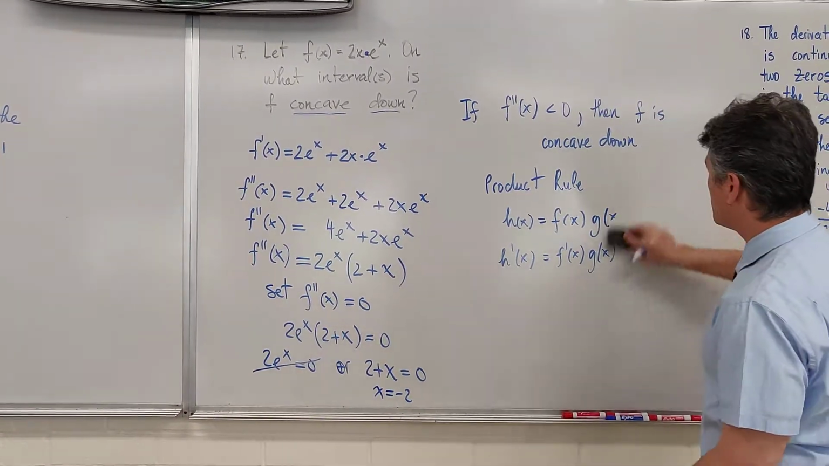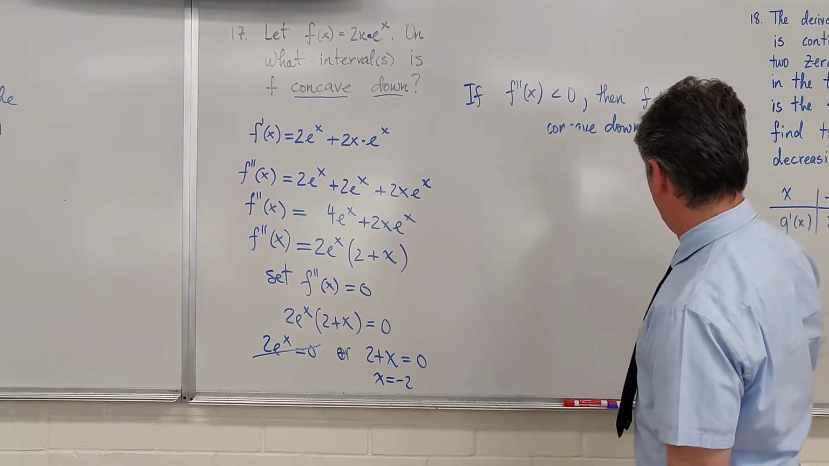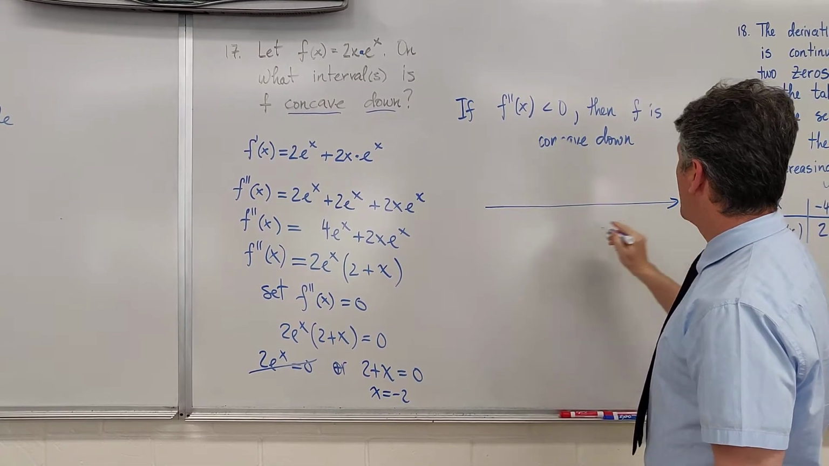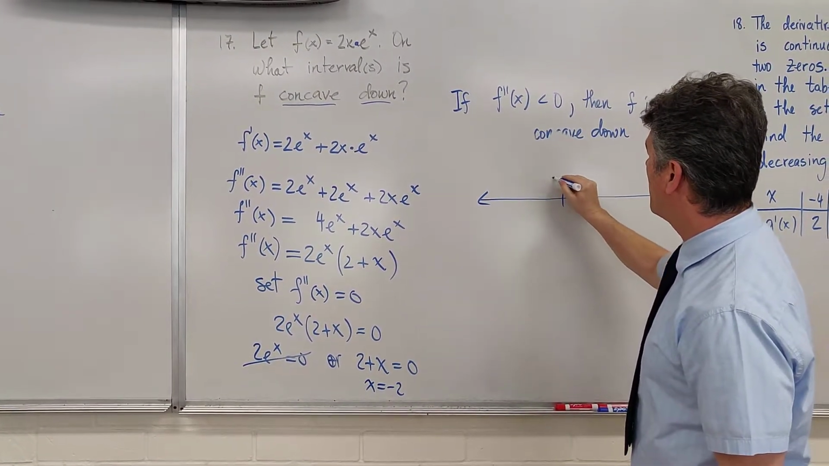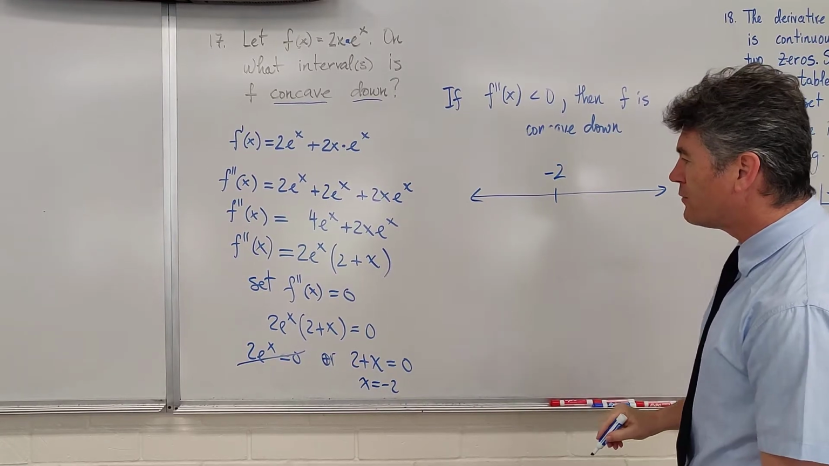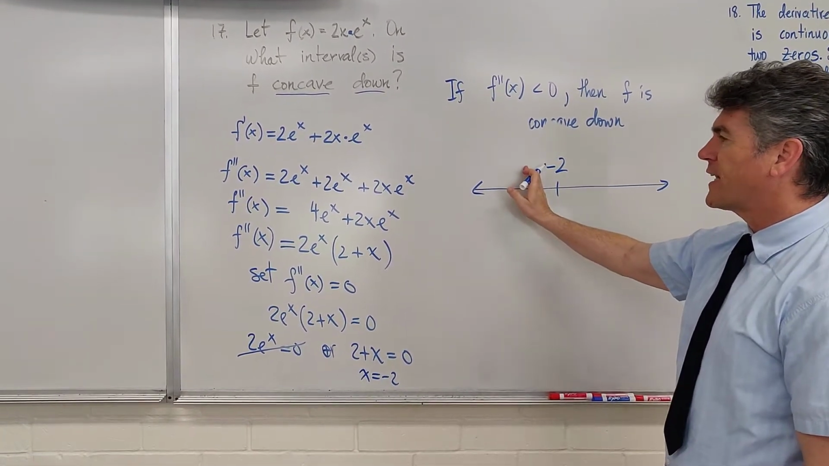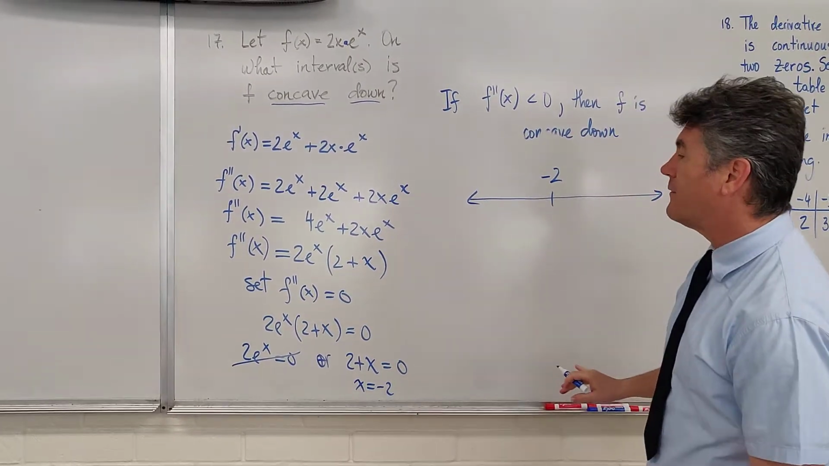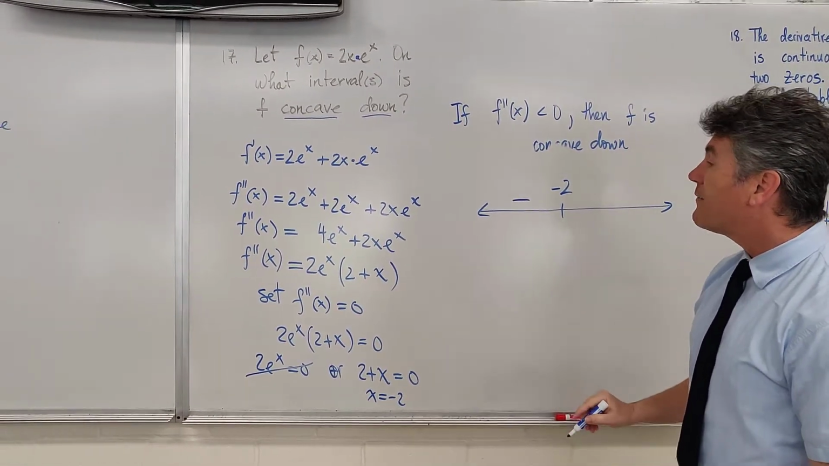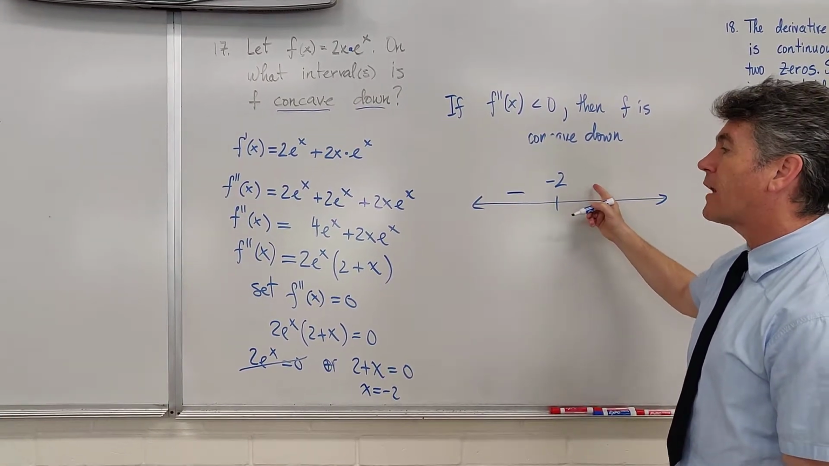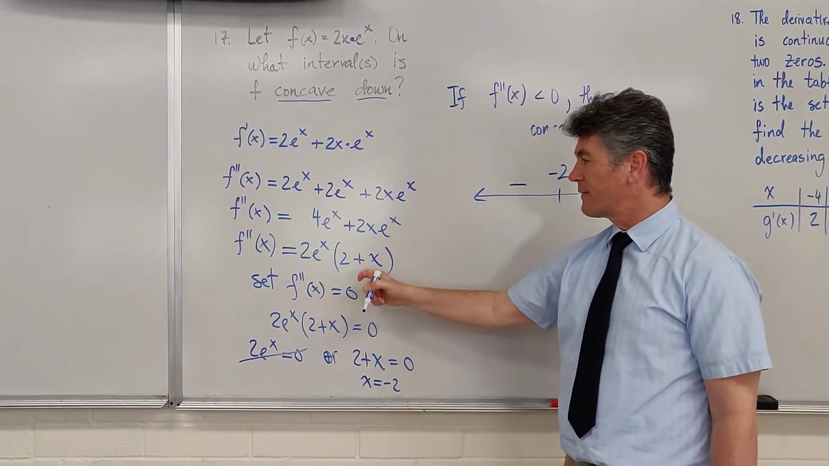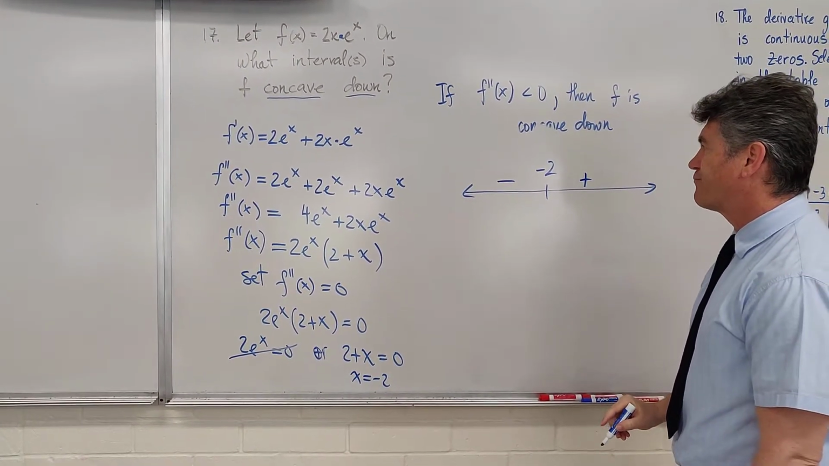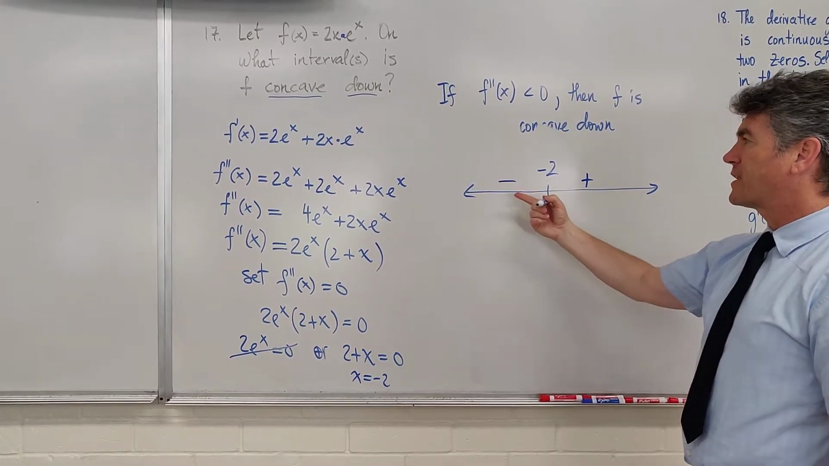I'm going to erase the product rule. I'm going to draw a number line. And on that number line, we only have one number, the number negative 2. If I use numbers such as negative 3, then 2e to the x is positive, while 2 plus negative 3 is negative. And if I use numbers greater than negative 2, like 0, we get a positive times a positive, which is a positive. So this is the sign graph for the second derivative.